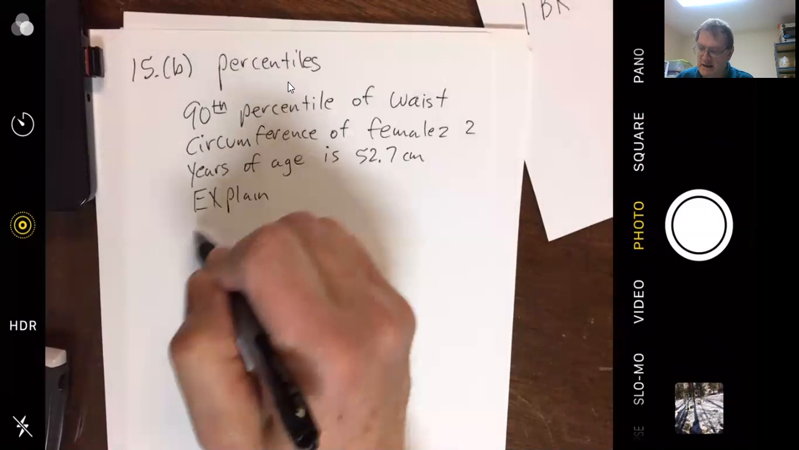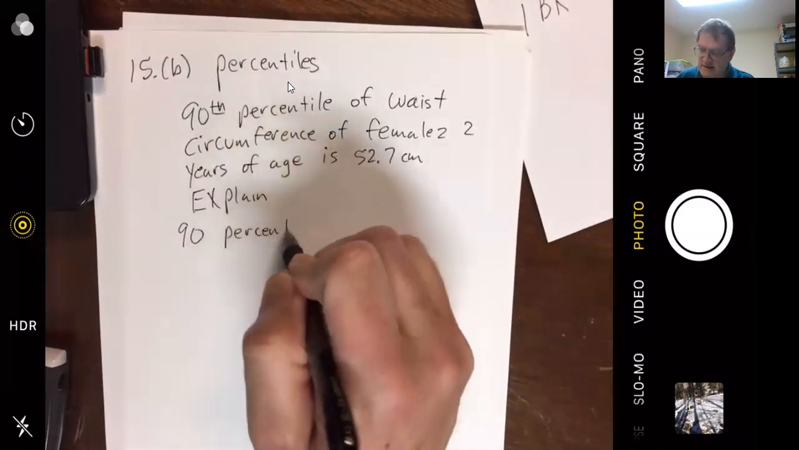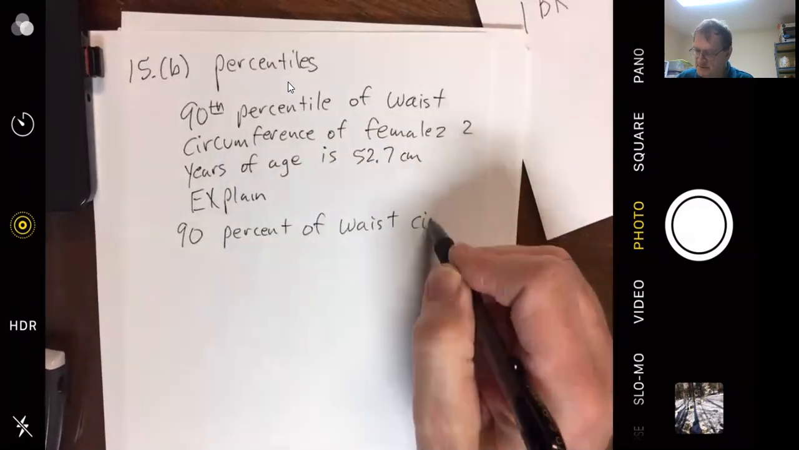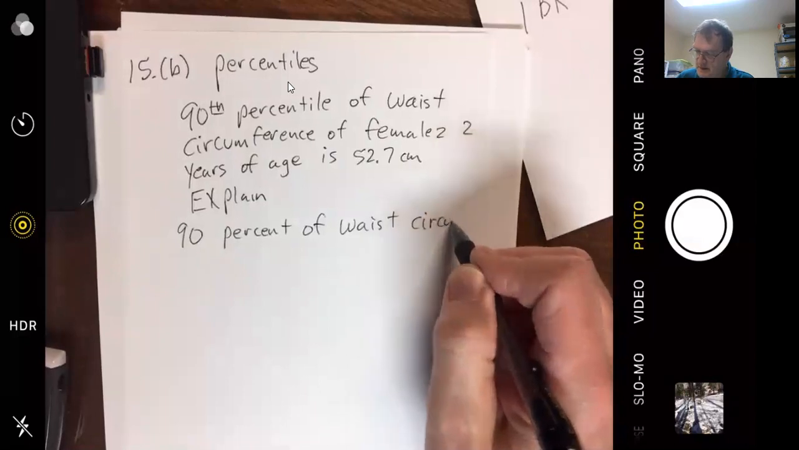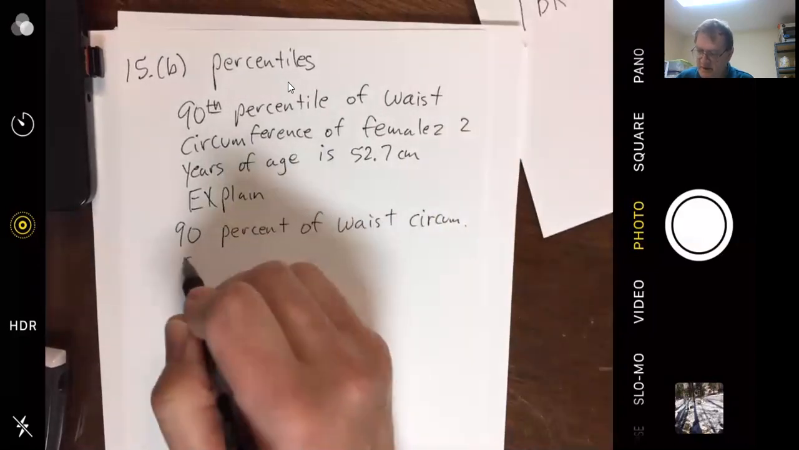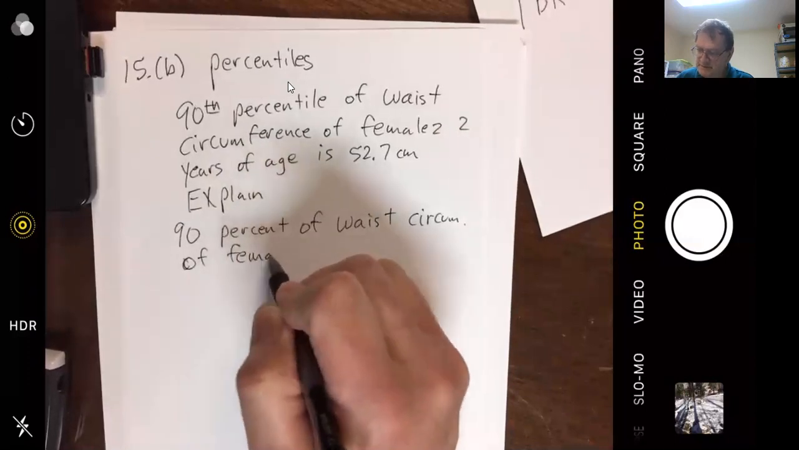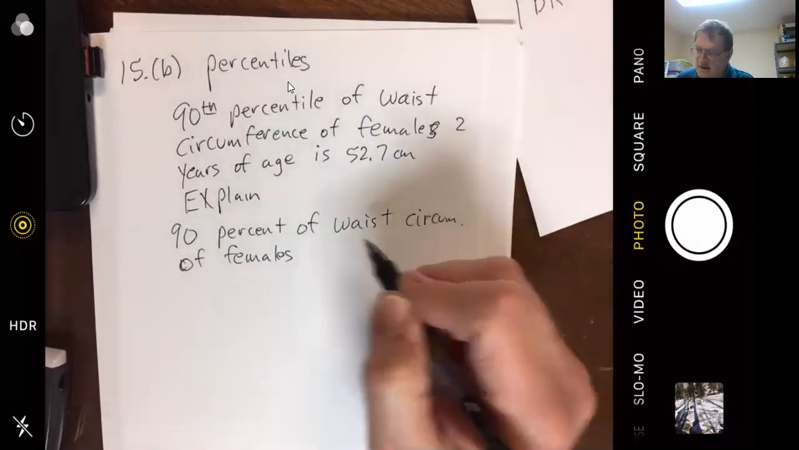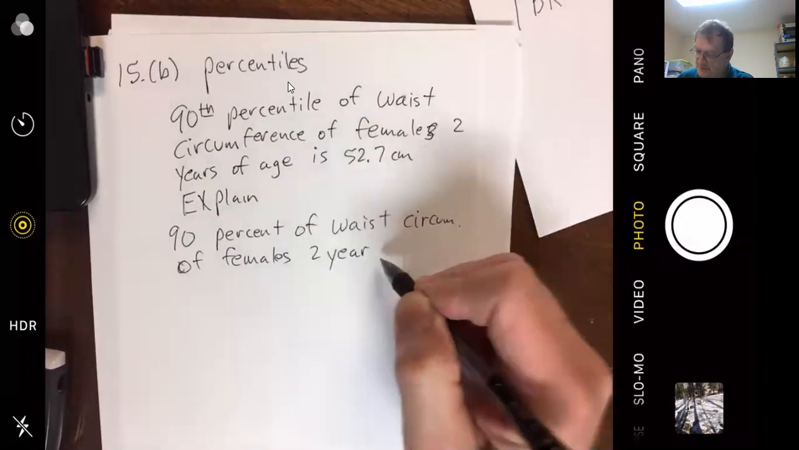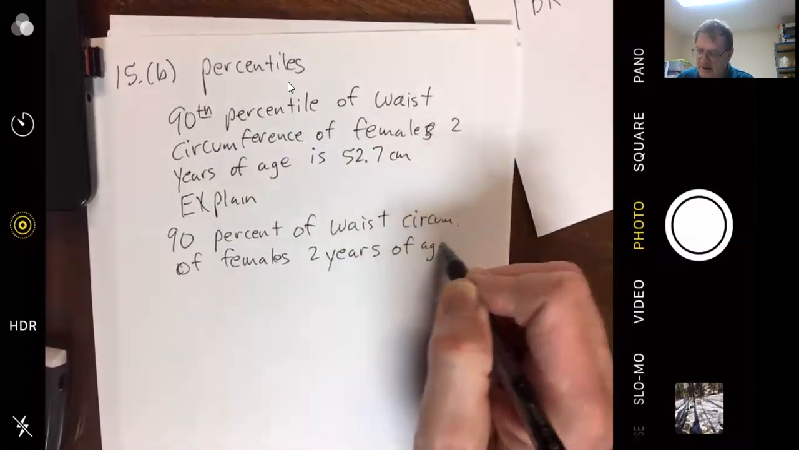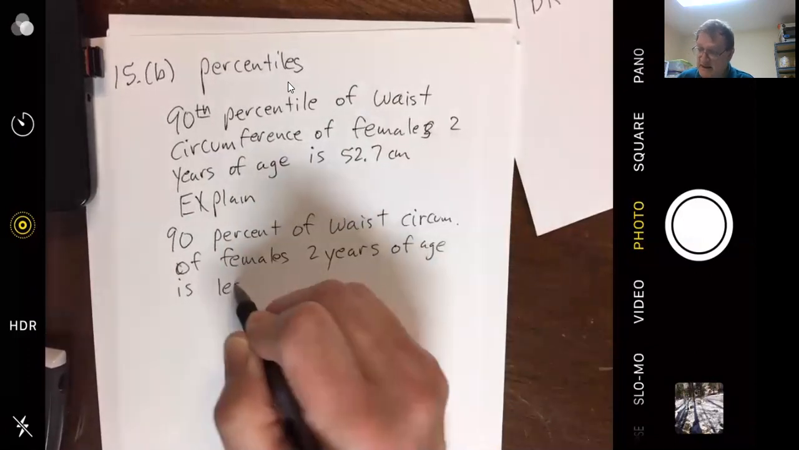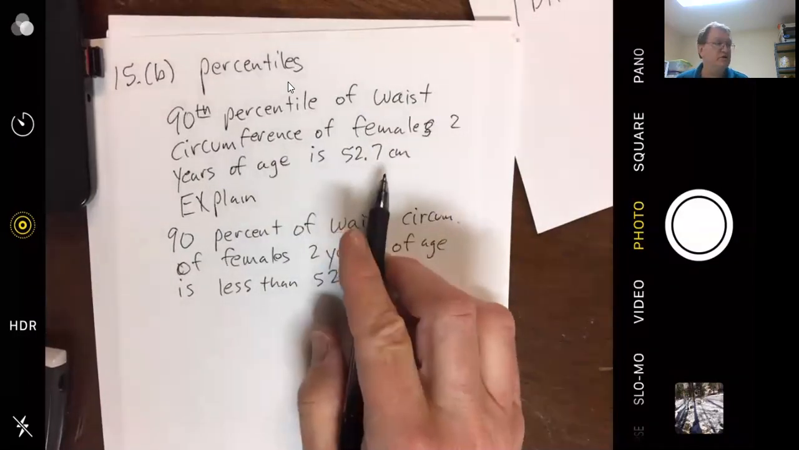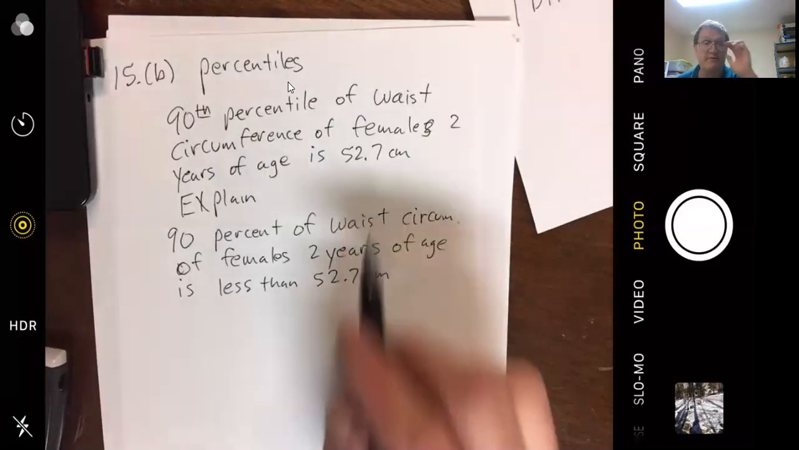So we would say 90% of waist circumference of females 2 years of age is lower than, less than 52.7 centimeters. So at 52.7 centimeters, you're in the top 10% of waist circumference.